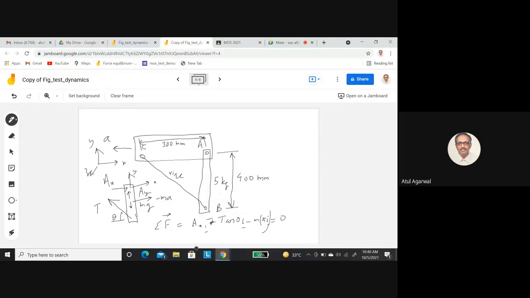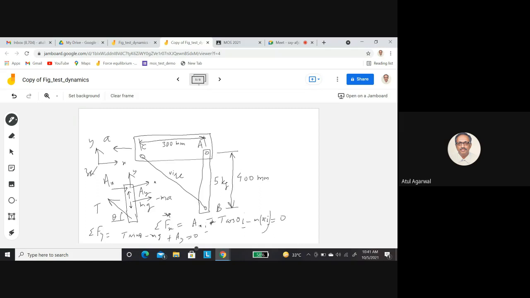And what is your sigma Fy? This is sigma Fx. Sigma Fy will be t sin theta minus mg. Mg is downwards. Ay you have taken upwards. This is equal to 0. And then you do the moment balance.